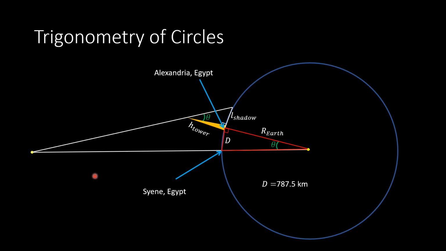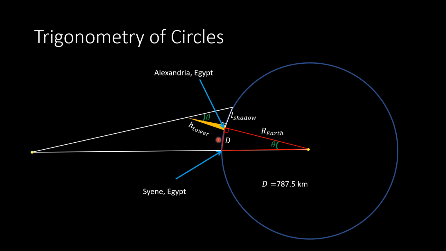And directly north, due north of Syene, Egypt, was Alexandria, and in Alexandria there was an obelisk. So the obelisk was a very tall pointed tower, so you could make a very accurate measurement of how tall it was, and you could also find the point in the shadow and make a very accurate measurement of the length of the shadow. And the distance between these 2 places was 787.5 kilometers, and I believe that is the modern measurement. Eratosthenes may not have had quite as accurate of a measurement.